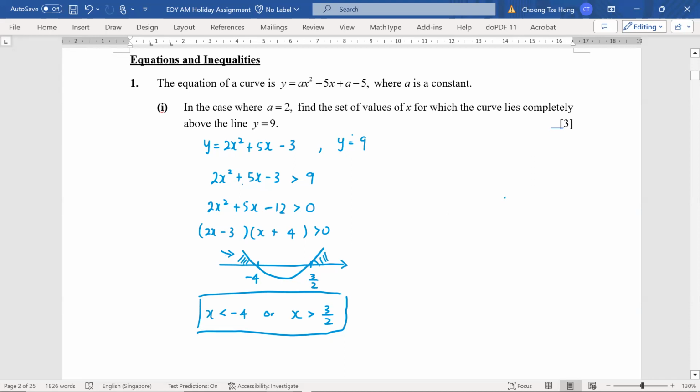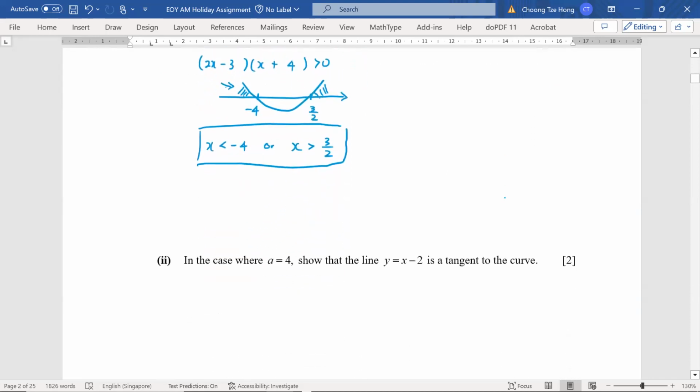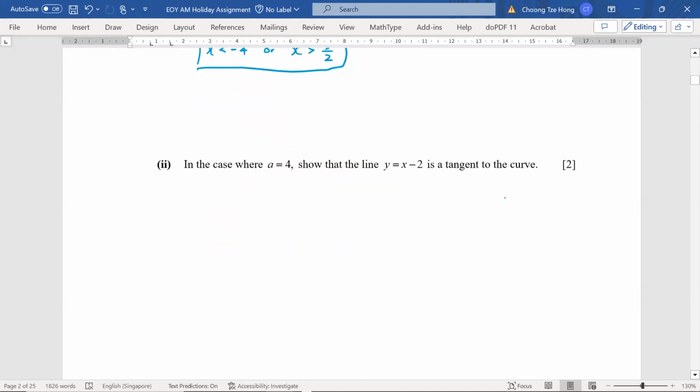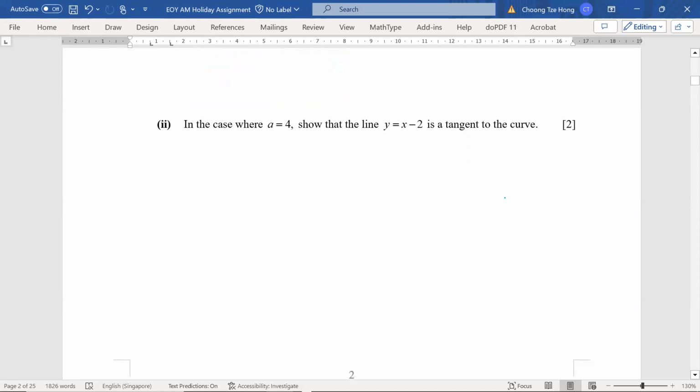Right, let's move on to part 2 of the question. Now they say that in the case where a equals 4, show that the line y equals x minus 2 is tangent to the curve. Since the value of a has changed, let's replace the a with 4 now. So we have 4x squared plus 5x. Then remember it's a minus 5, so now a is 4, so 4 minus 5.